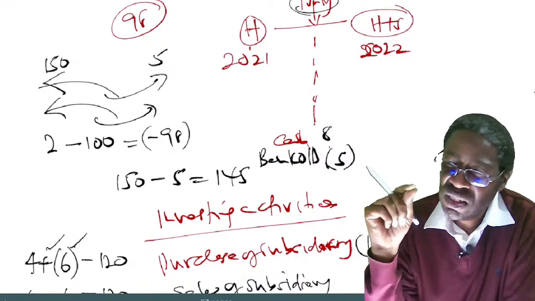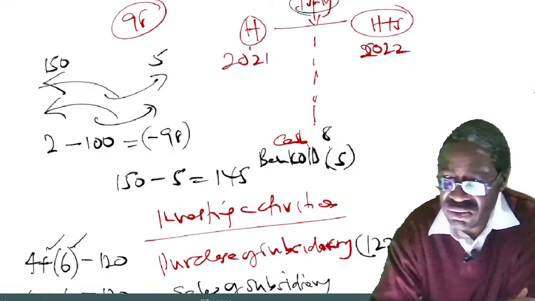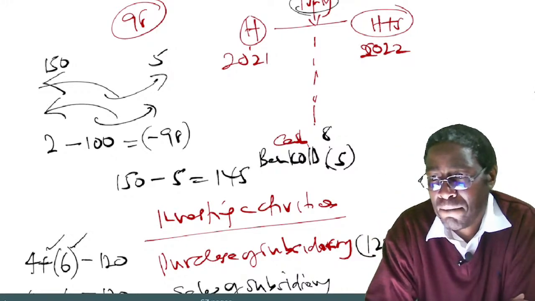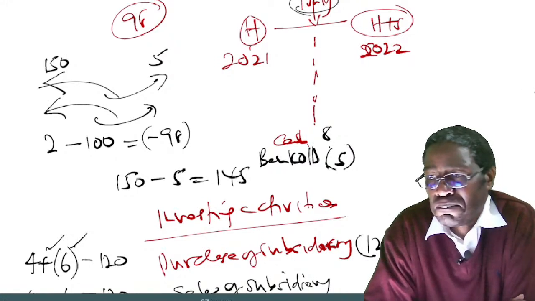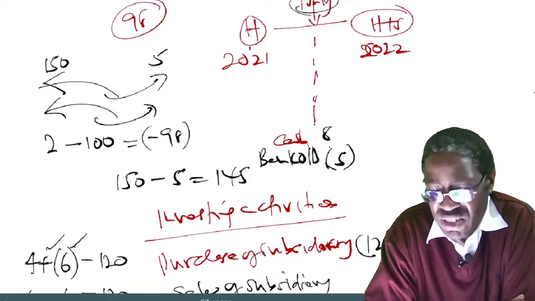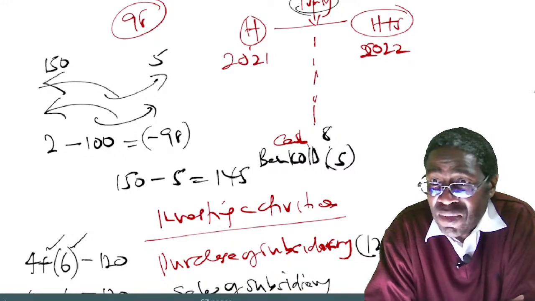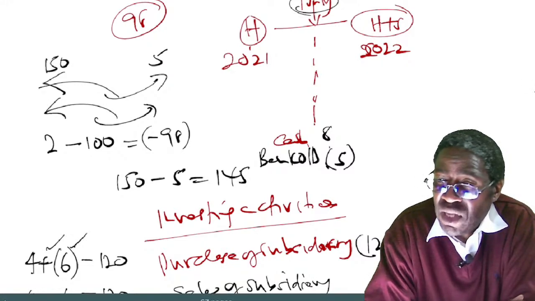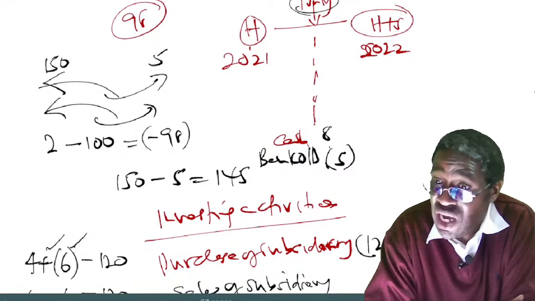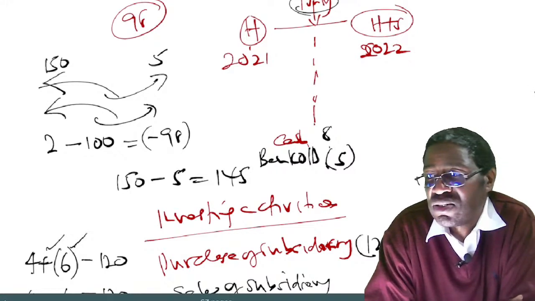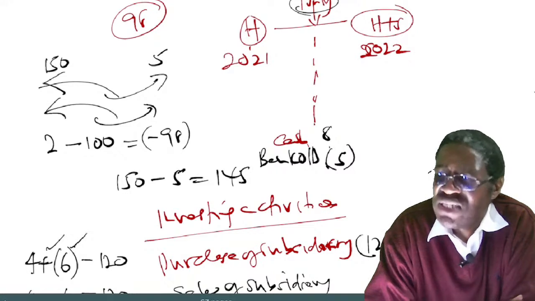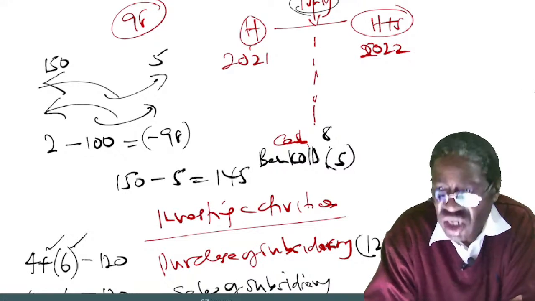I sold my subsidiary. I was paid 180. Among the things I'm giving out is cash of 8 million and an overdraft of 5 million. What is the net aggregate cash inflow? Do your calculation. Give me that amount. I'm waiting.